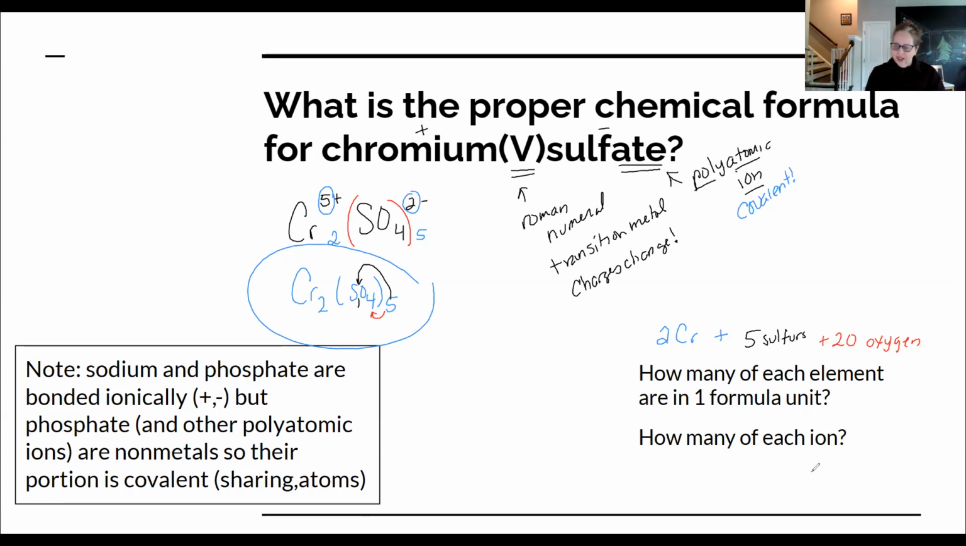How many of each ion? Ions are just what you see with the crisscross. There are 2 chromiums and there are 5 sulfates when we're looking at each ion. So it depends on if they want ion or each element.